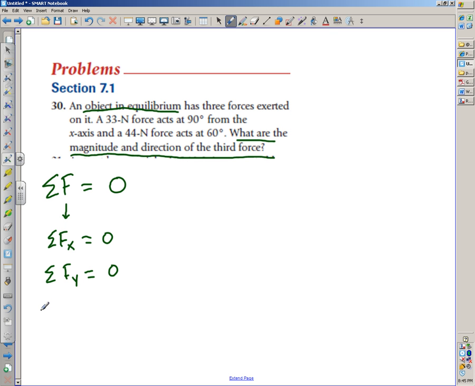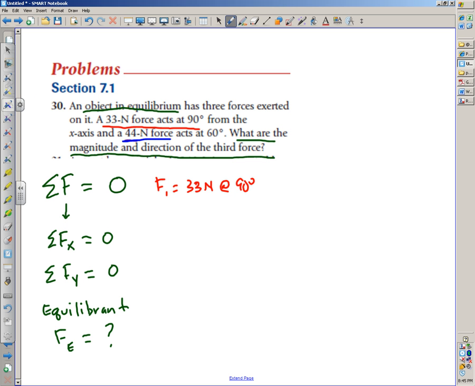So, what are the magnitude and direction of the third force? We learned on Friday that the force that produces equilibrium we called the equilibrant. So we are looking in this problem for F sub E. They gave us two other forces here, a 33 Newton force at 90 degrees, and then a 44 Newton force at 60 degrees.